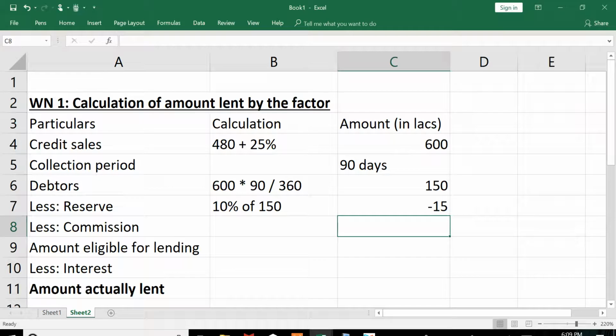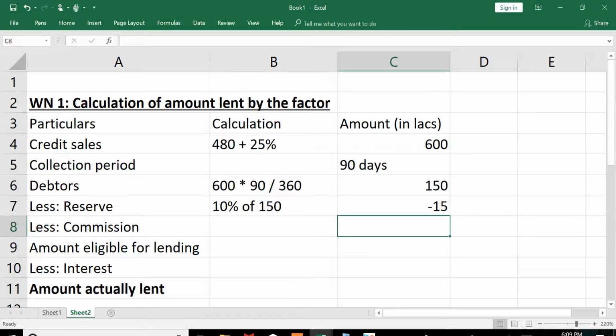Reserve means if you have 150 lakhs of receivables, the factor will say that I am not going to give you the entire amount. I will withhold. So, for example, when we go for a loan to a bank, if I give a property worth 2 crores, the bank will give me a loan of only 1 crore 80 lakhs. So, that is the reserve. This money will be given back to us the moment the collection is done from the customer.